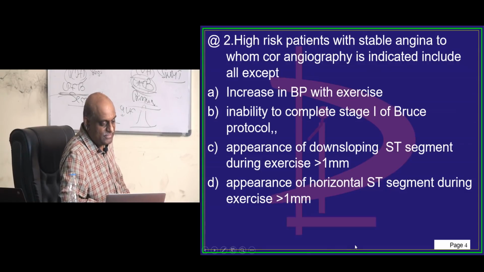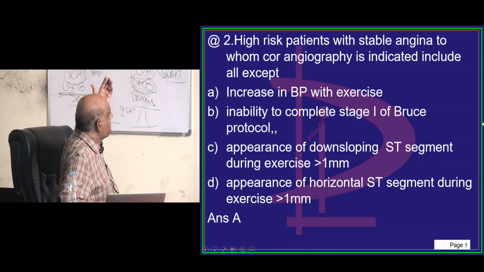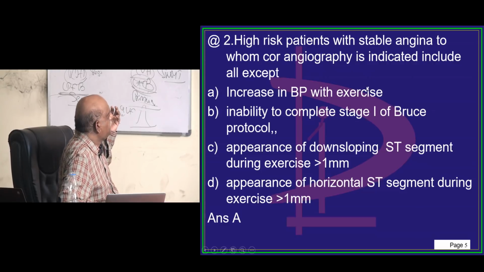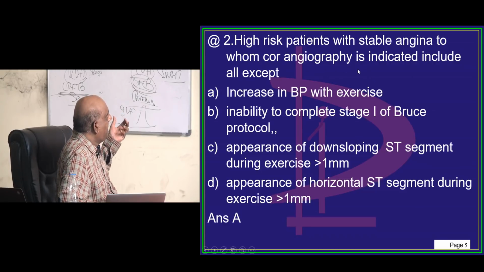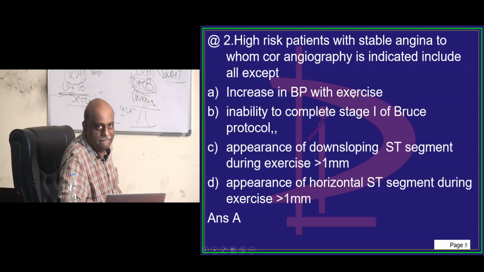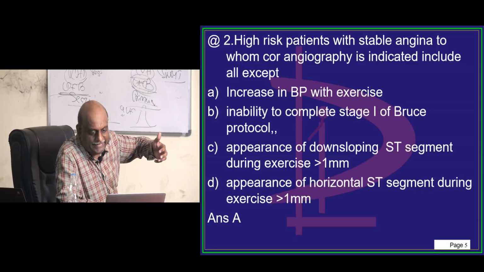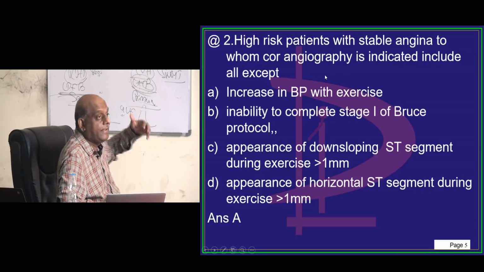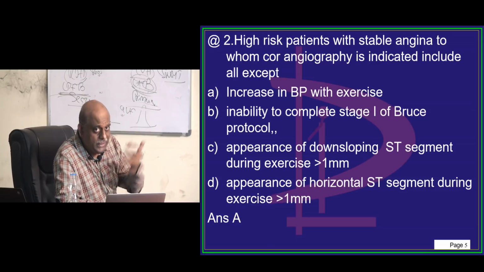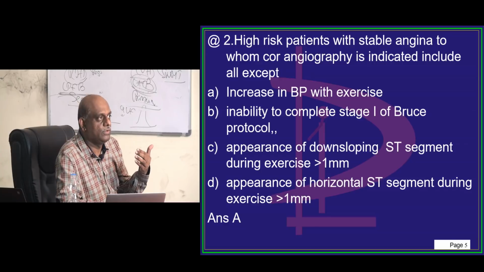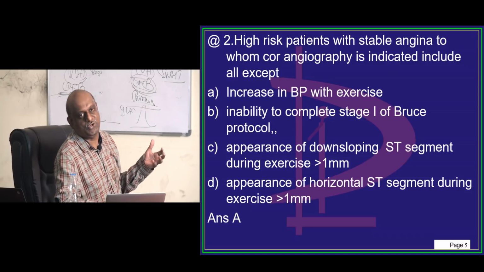Very good. So, high risk patients with stable angina, what is the important indication for doing coronary angiography? So, when you are doing a stress test, doctor, a fall in the BP when you are doing the exercise is an indication that you are having coronary insufficiency. So it is not a rise of BP but a fall in BP, which is the important red flag, is what you need to remember.